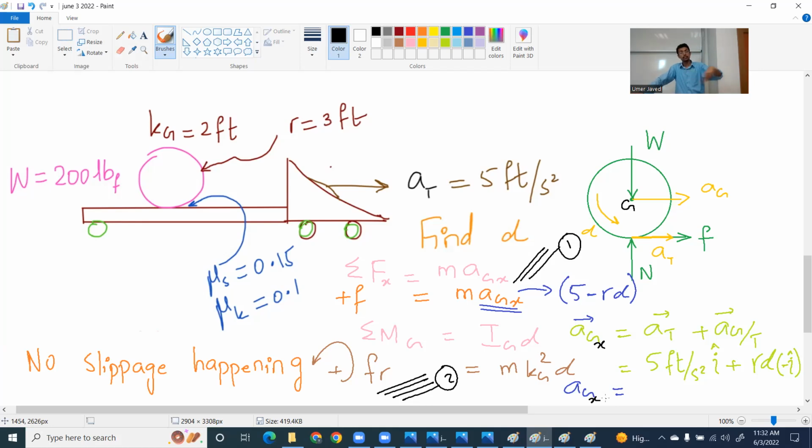Because if alpha is counterclockwise, that is a positive k, then G with respect to T is in the positive j direction, and k cross j is negative i or not? k cross j, can you double check? k cross j is negative i. Yeah, correct.